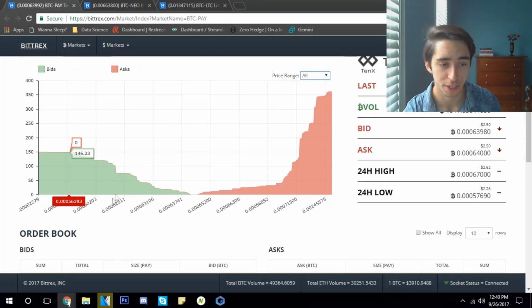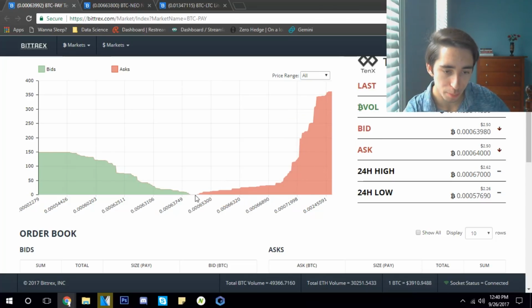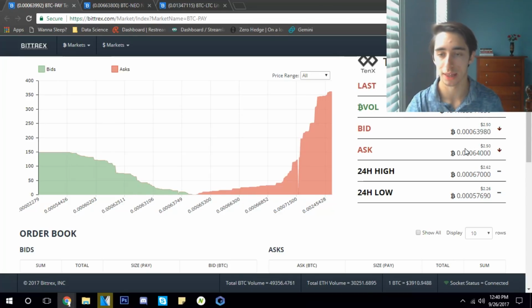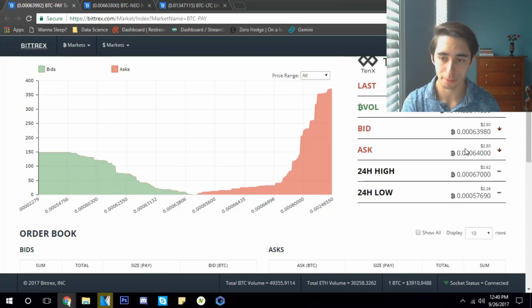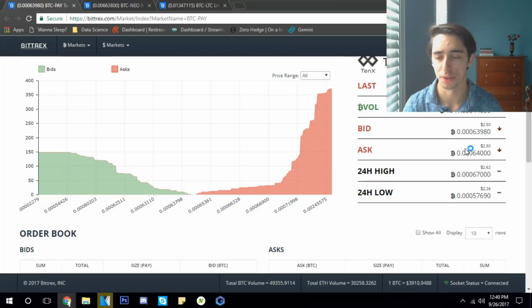These are the bids over here, okay? And these are the asks. That's what you see in between any trade. And that's why there's a little bit of a divvy between the bid and the ask, because they have to come to an agreement on price. You'll never have these two be the same until they lock in the trade. So, for example, you see the bid here at 63,980, and the ask is at 64,000.